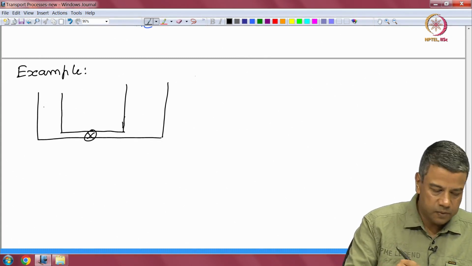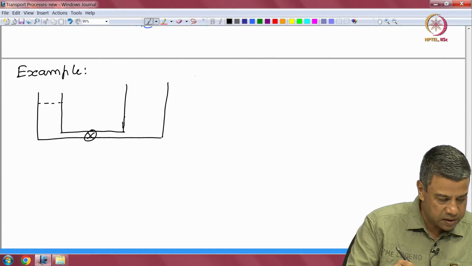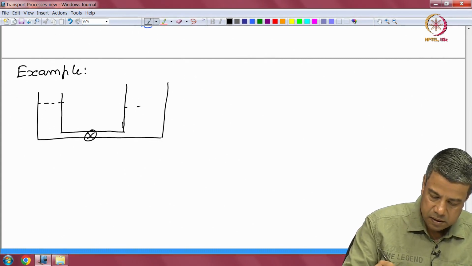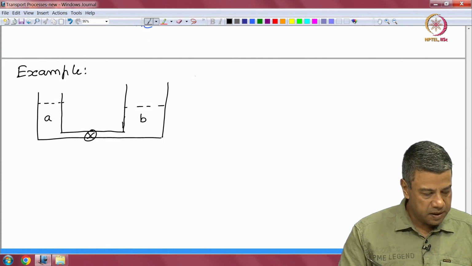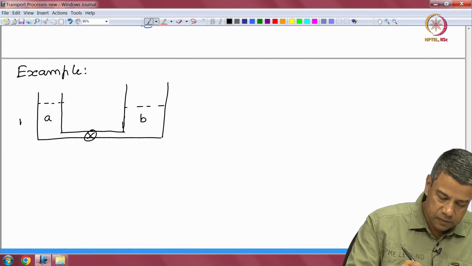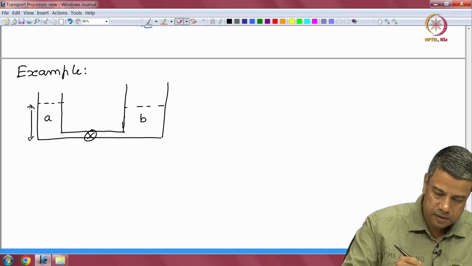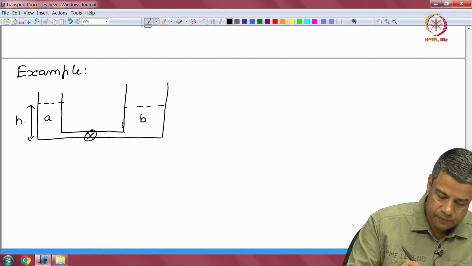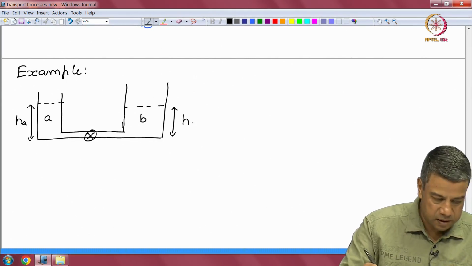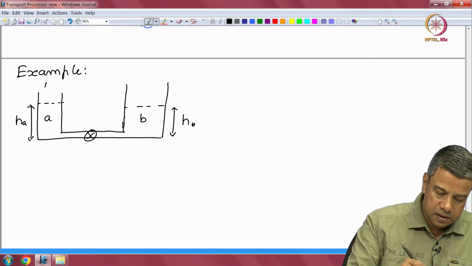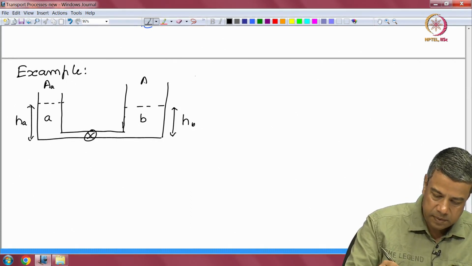Okay, you have a pipe with a valve in between two tanks, tanks A and B, with height of water HA in the left tank and HB in the right tank, and areas AA and AB.